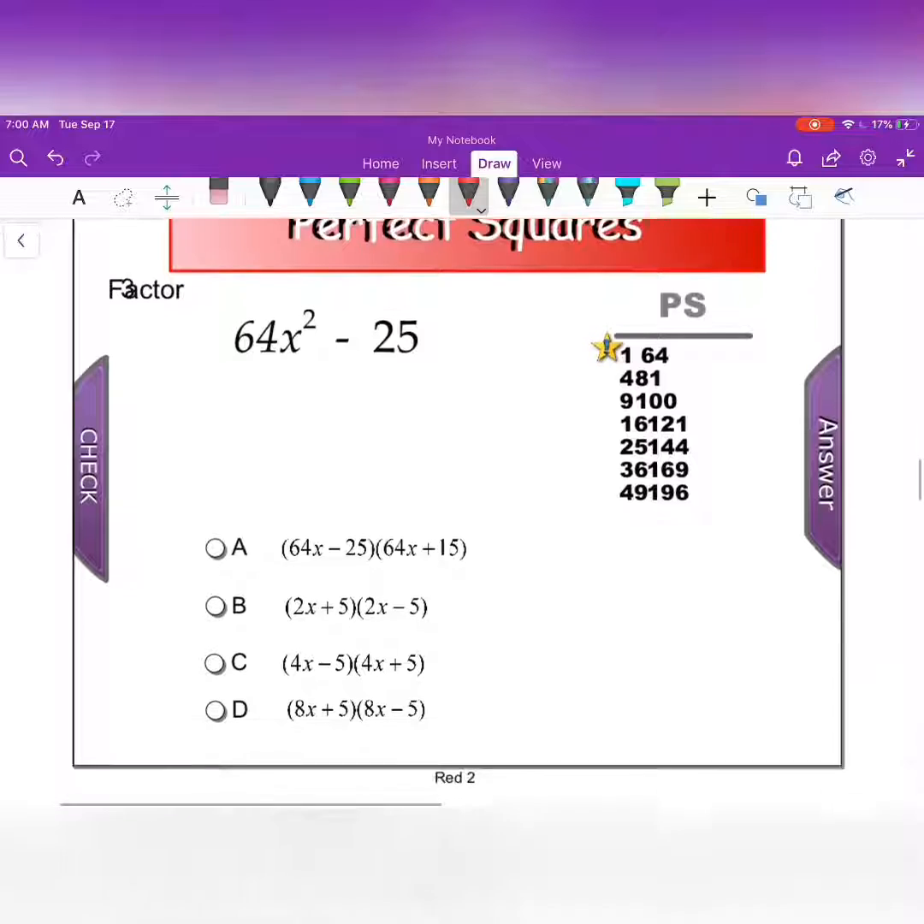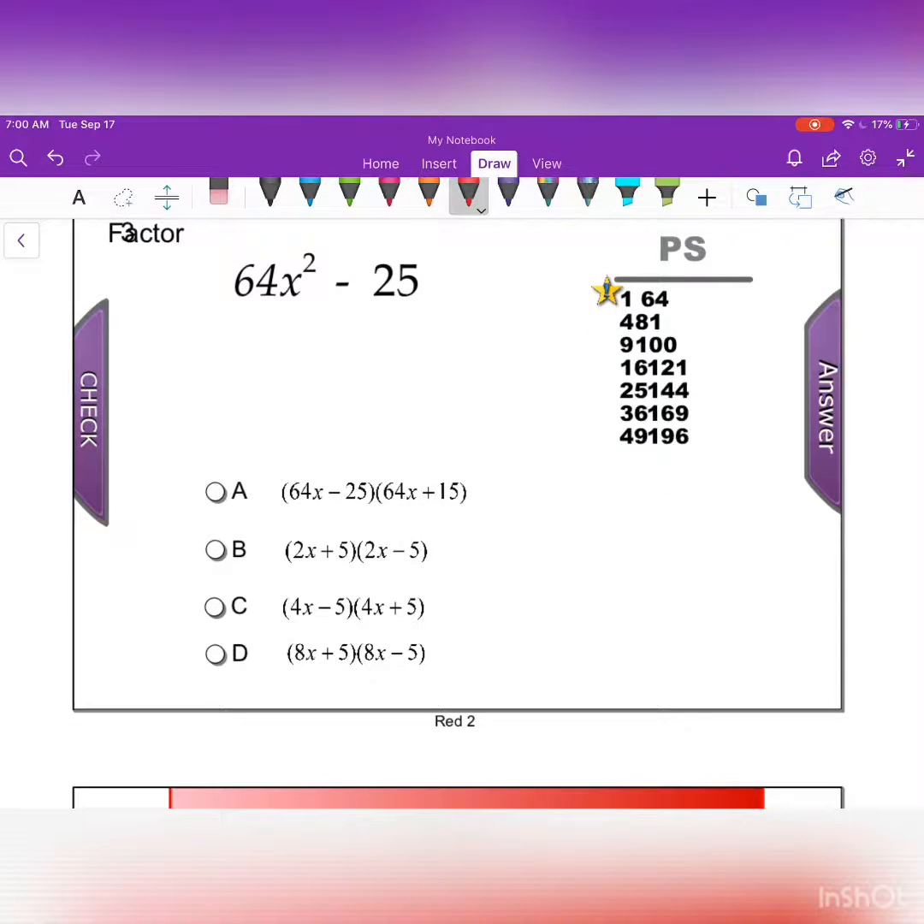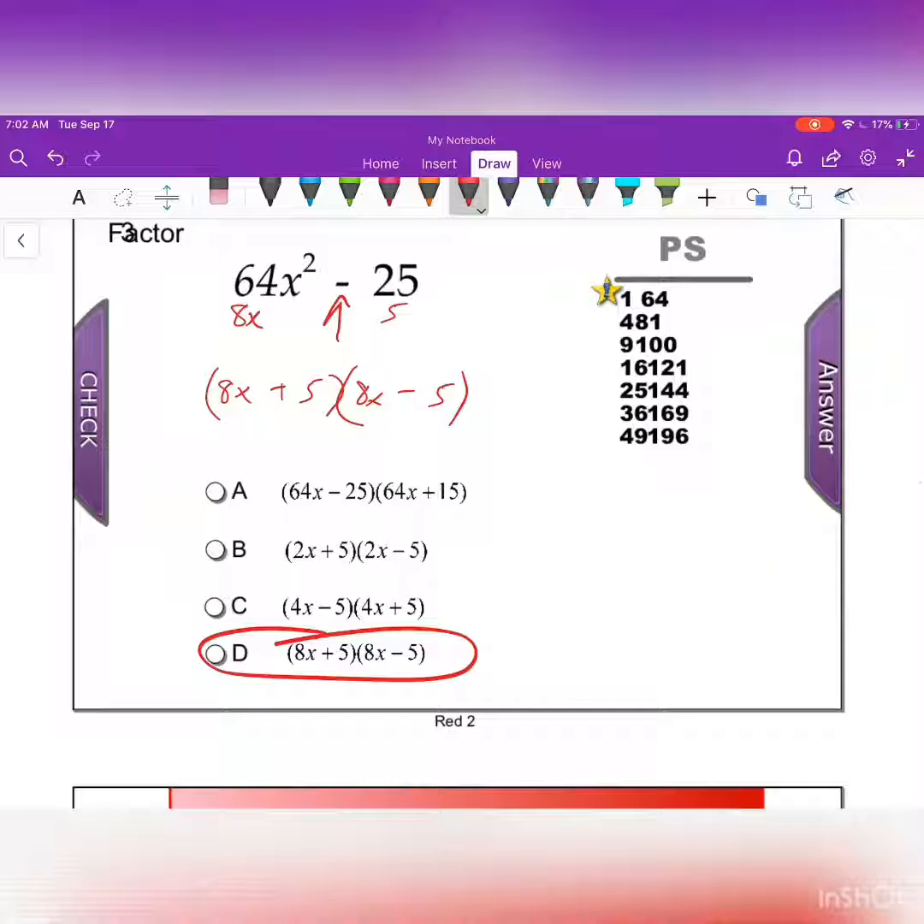So to see it actually done, this is the correct one. It is a difference. I would always start there. And then your 5 times 5 is 25, and 8x times 8x is 64x squared. And now your signs are plus and minus. So we get our answer of D here.